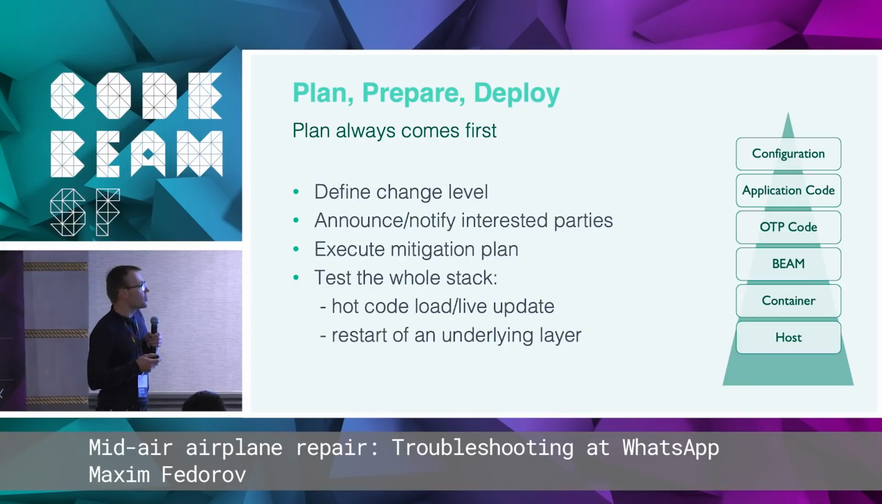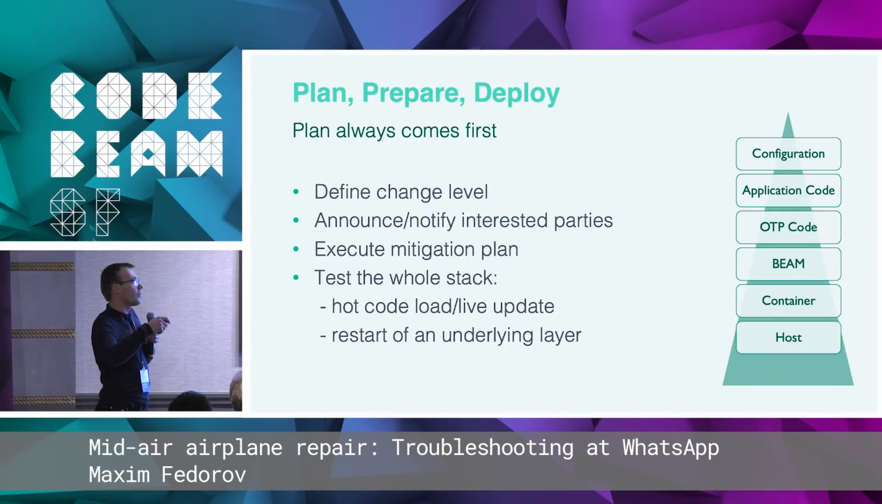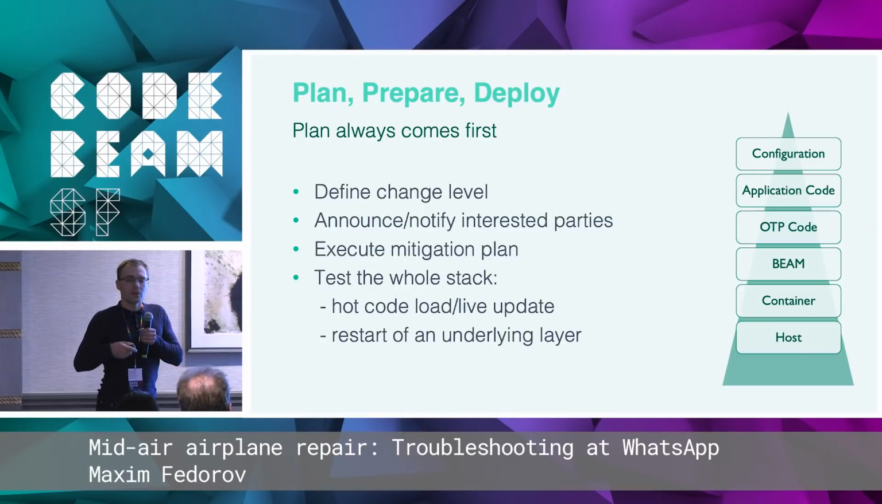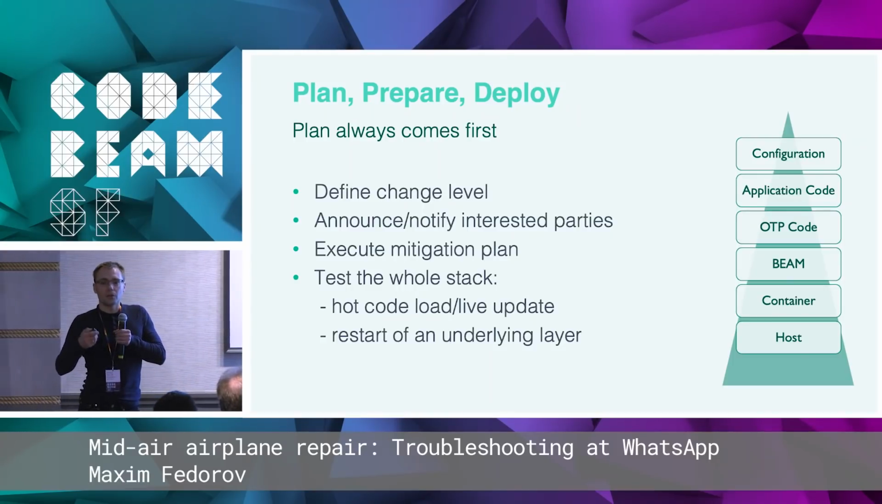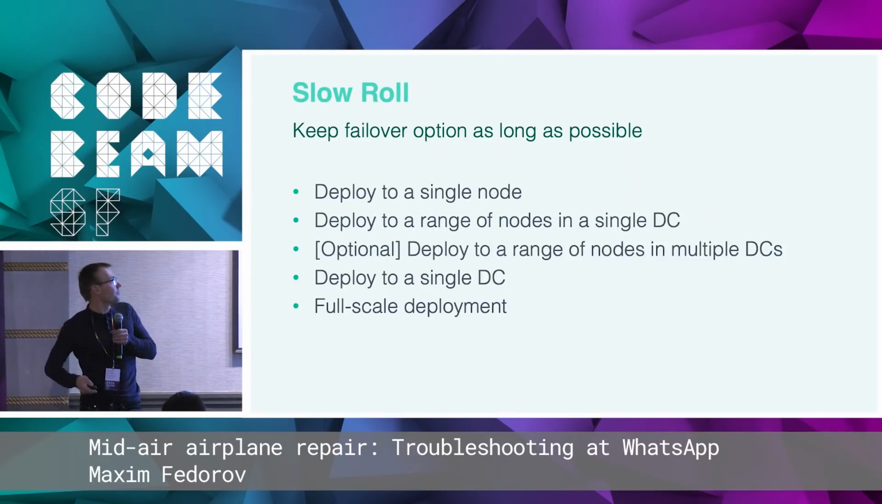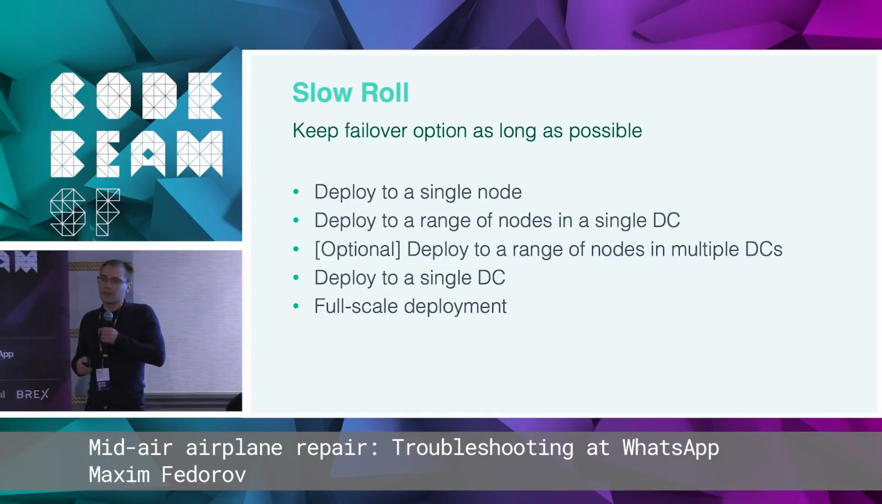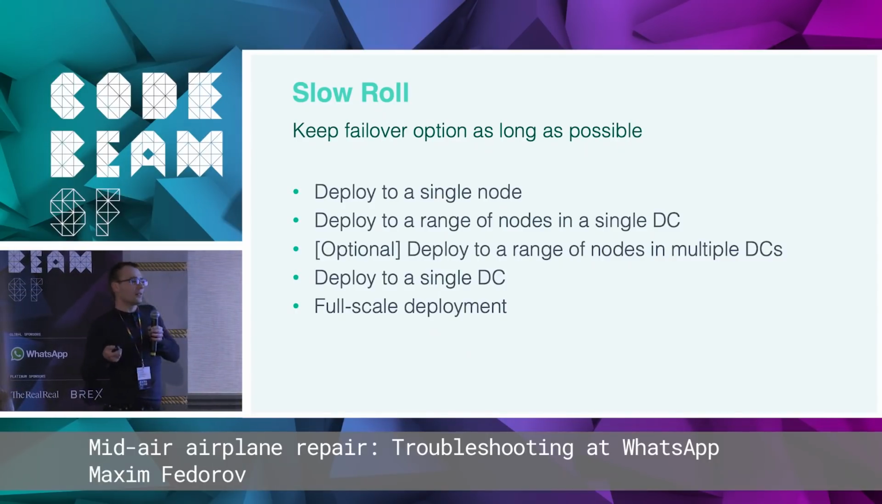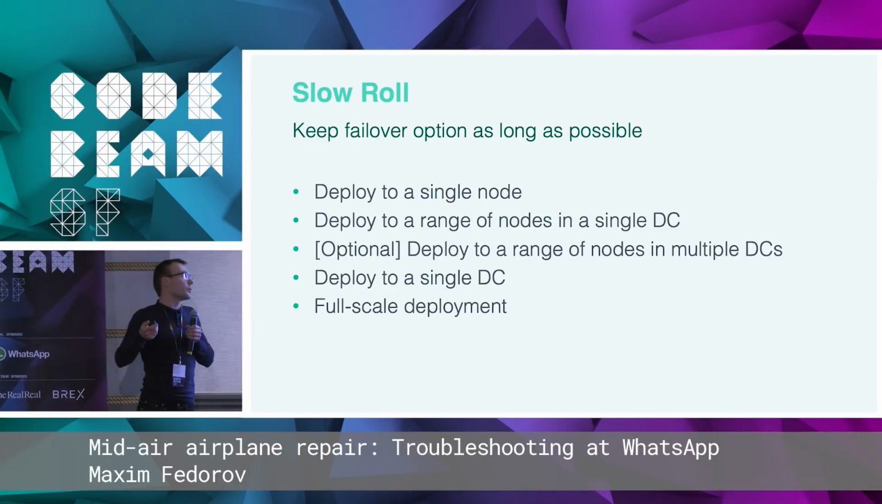If we make a change on the application level, we need to test what happens if we restart any of the underlying levels. Because hot code loading is awesome, but it doesn't test your node restart. And also, we always try to roll things slowly. Again, it's totally in line with what Richard was telling.